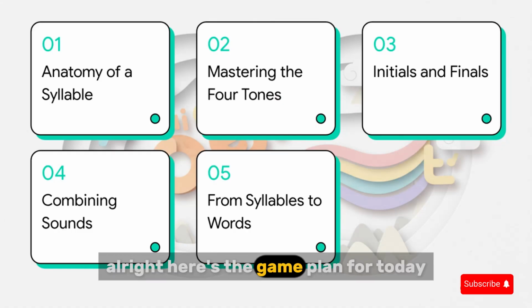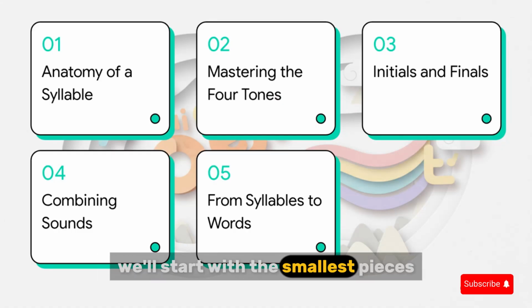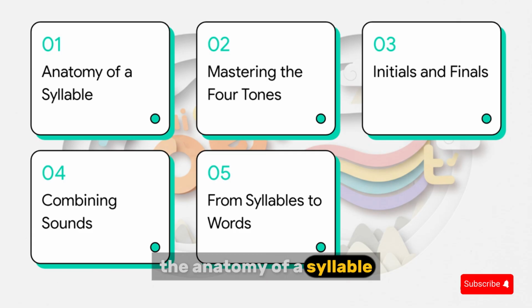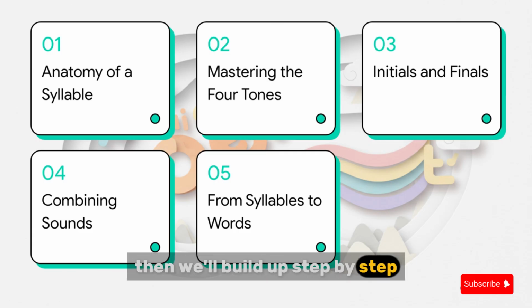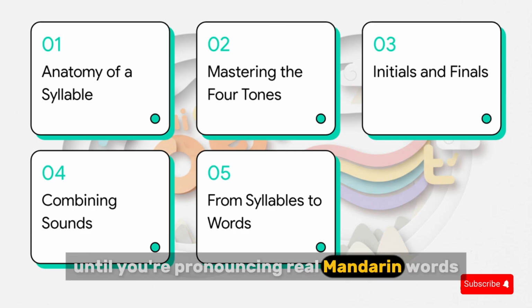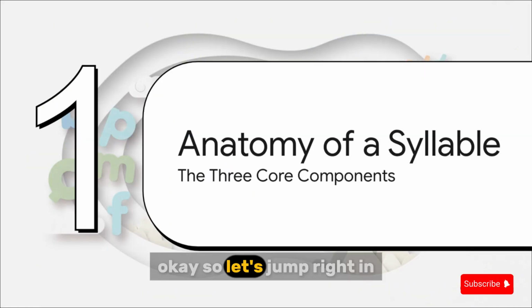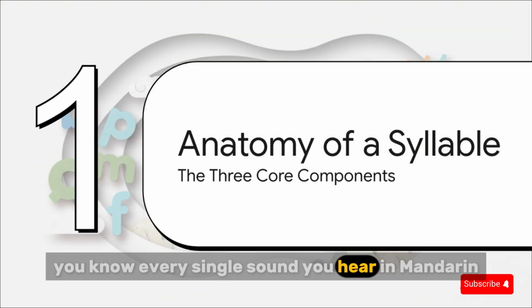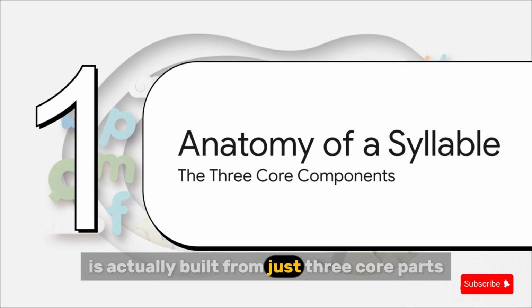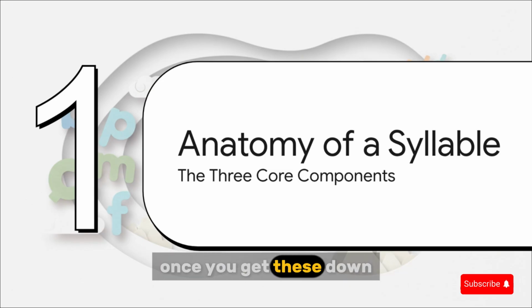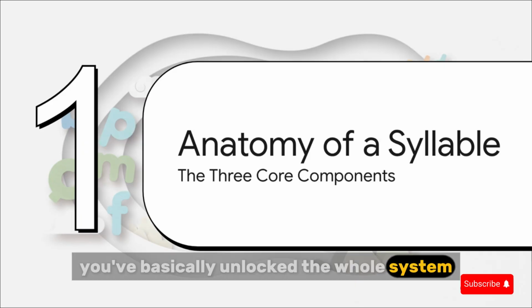All right, here's the game plan for today. We'll start with the smallest pieces, the anatomy of a syllable. Then we'll build up, step by step, until you're pronouncing real Mandarin words. Okay, so let's jump right in. Every single sound you hear in Mandarin is actually built from just 3 core parts. Once you get these down, you've basically unlocked the whole system.